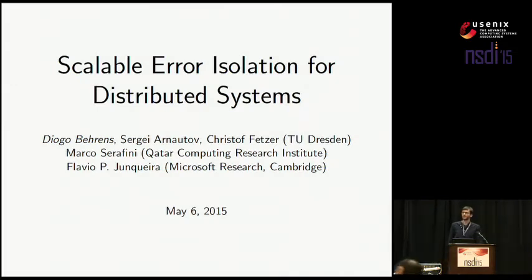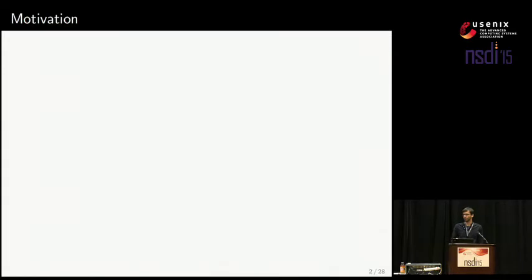I'm going to present a technique to isolate errors that are caused by hardware faults in distributed systems. So if a hardware fault occurs in a distributed system, it can crash a process, as we have seen in a previous talk, but it can also corrupt data. And this error might propagate throughout the system and cause severe outages.